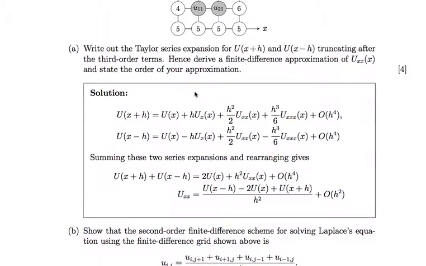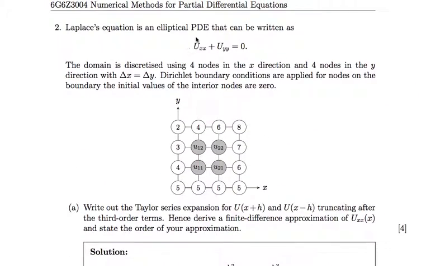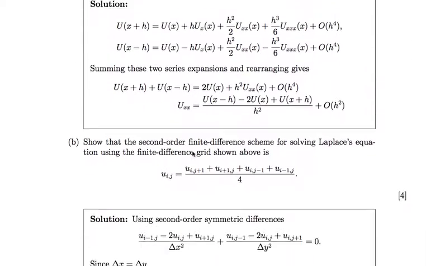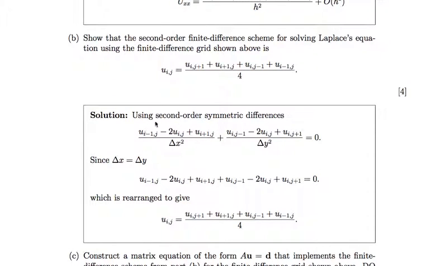Part B: show that the second order finite difference scheme for solving Laplace's equation is given here. Well, what we do is we take Laplace's equation and we approximate u_xx using a second order finite difference, and similar for u_yy. So there we have the x approximation. Notice that the h is now delta x, and we do similar for y. Also note that we're using ij notation here, where i is the index of the node in the x direction, and j is the index of the node in the y direction.